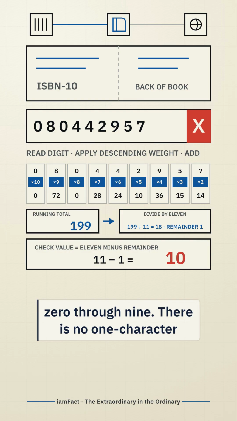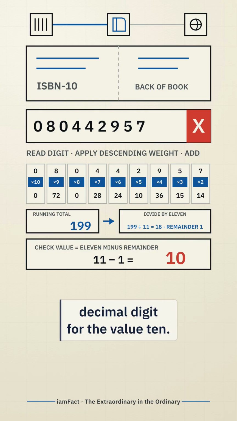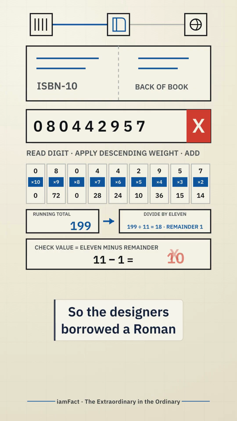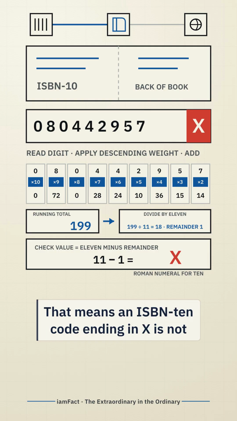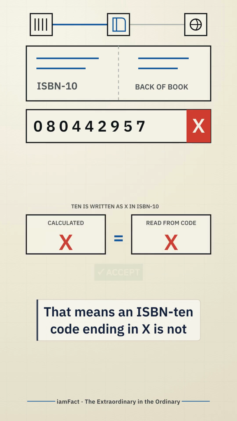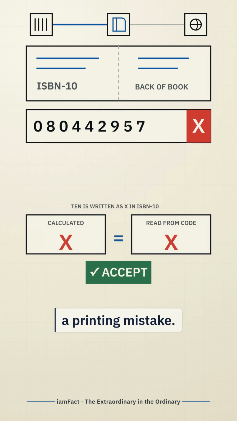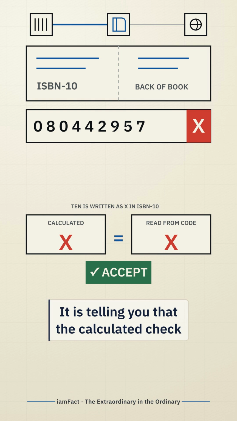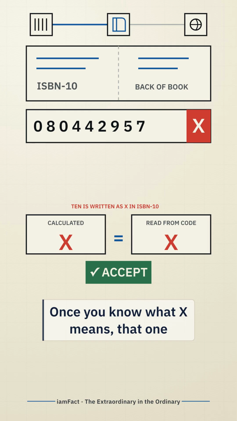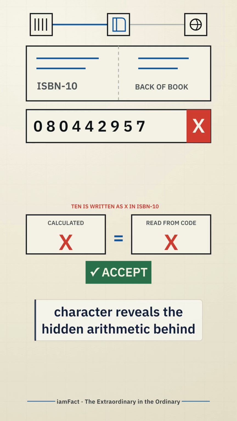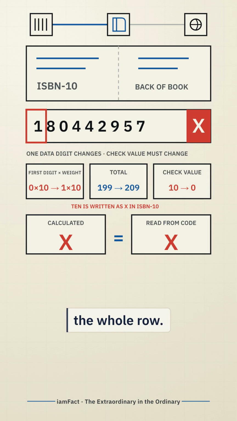There is no one-character decimal digit for the value 10, so the designers borrowed a Roman numeral, the letter X, which represents 10. That means an ISBN 10 code ending in X is not a printing mistake. It is telling you that the calculated check value for that book is 10. Once you know what X means, that one character reveals the hidden arithmetic behind the whole row.